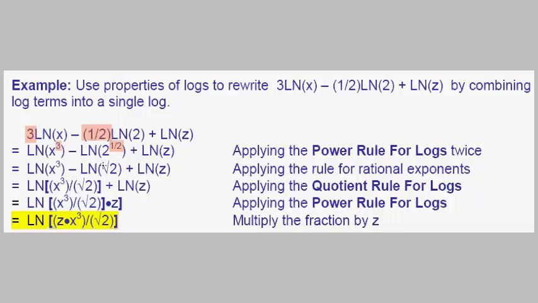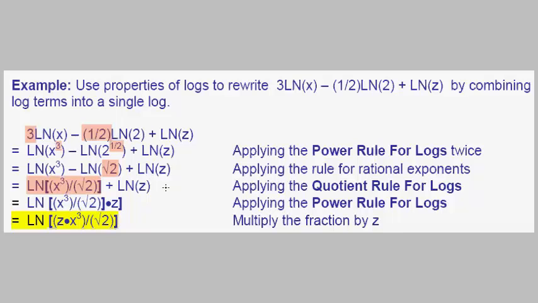Now, 2 to the 1/2 is the 1/2 power. That's the same as the square root. So we're going to replace that 2 to the 1/2 with the square root. Now we're going to apply the quotient rule on these two terms subtracted. We have natural log of x cubed minus natural log of the square root of 2 by the log property that says log of u minus log of v equals log of u over v. Here we get natural log of x cubed over square root of 2 using that quotient rule. And we still leave that plus ln of z as is.